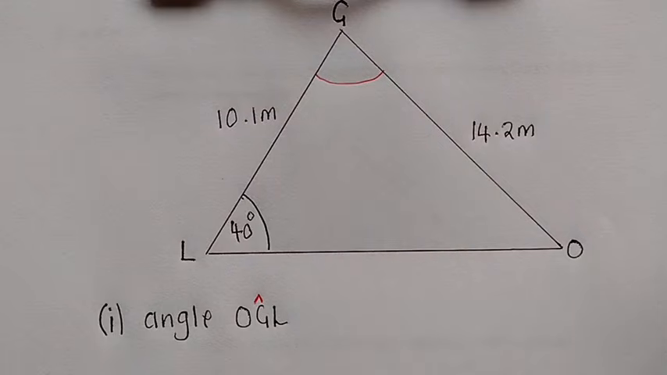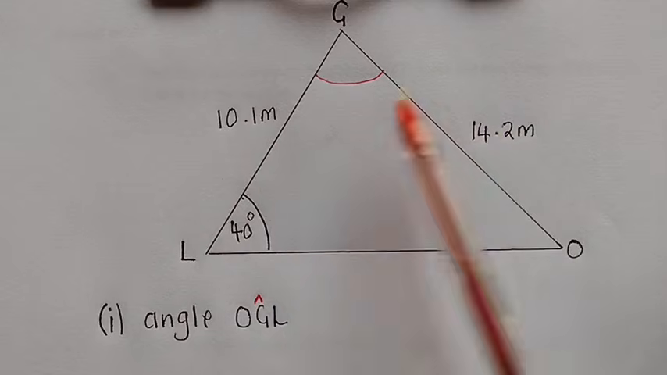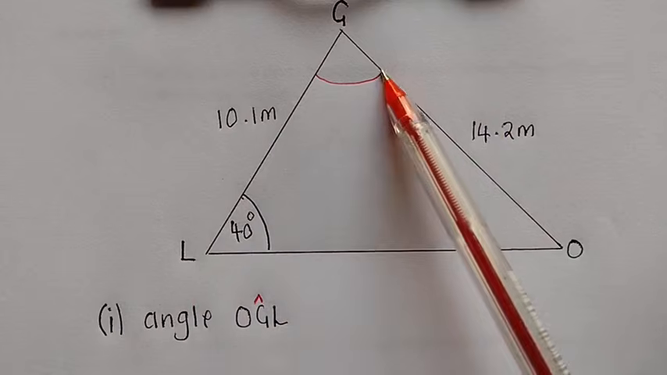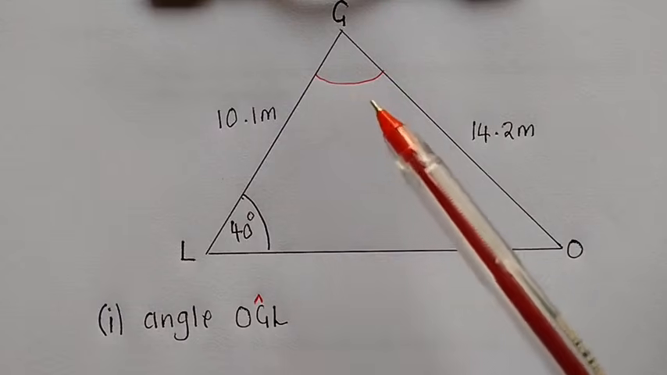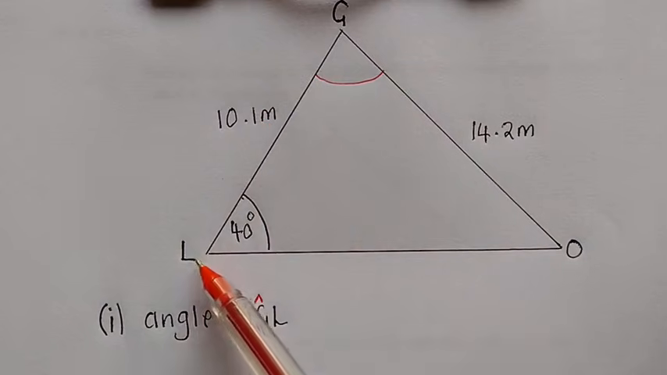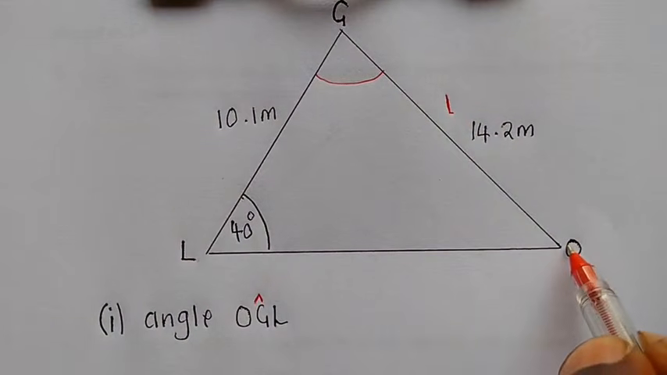So we can't use the cosine rule. The sine rule states that they can give you two angles and one side, or they can also give you two sides and a non-included angle. So when you see, we have two sides and we don't have the included angle, we only have one. They want us to find an angle at G. Since we have got an angle at L, the corresponding side will be represented by small letter l, and the other side will be represented by small letter o.